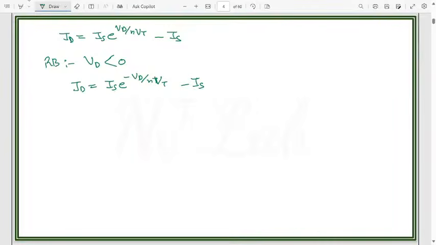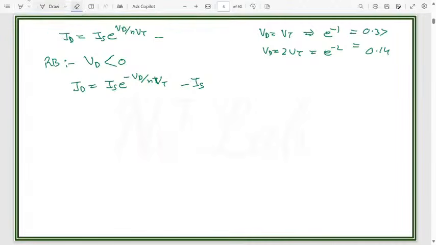Now again, for Vd equal to Vt, the exponential term will be e power -1. For Vd equal to 2Vt, the exponential term will be e power -2. For e power -1, the value is 0.37, and for e power -2, the value is 0.14. Now, if I substitute, just a minute. Okay, let me take the brackets again.